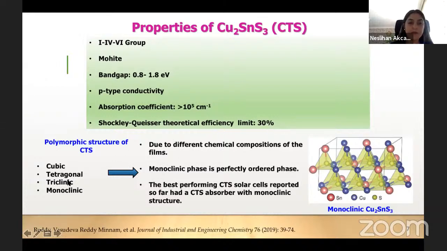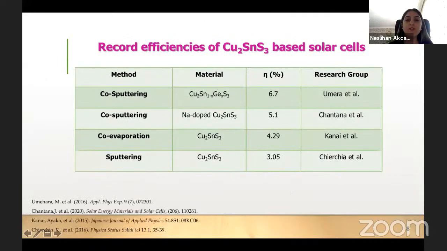But it has a polymorphic structure. It can be formed in cubic, tetragonal, triclinic, and monoclinic structures. Monoclinic is the most stable phase among these phases. It's a perfectly ordered phase. Here you see the maximum efficiency values of CTS-based solar cells. It's about 6.7%, which was fabricated by the co-sputtering technique.